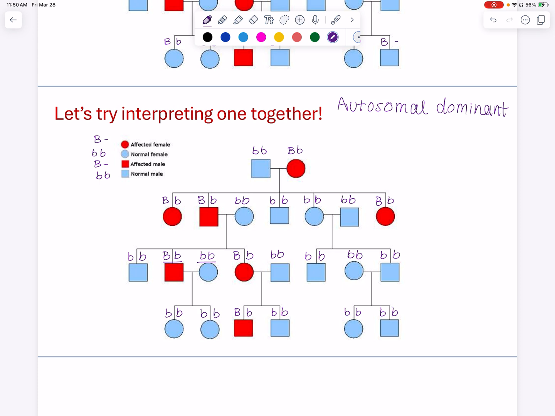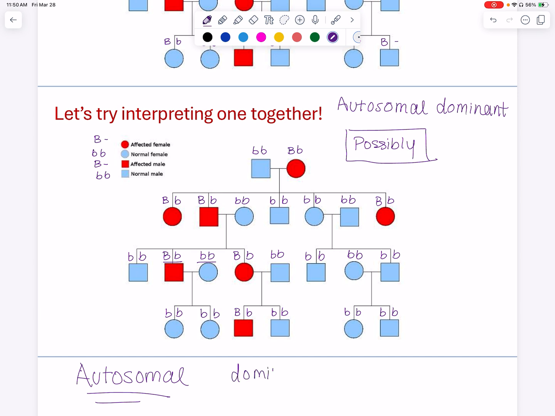So what we can conclude is that it's very possible that we have an autosomal dominant trait. All we can really conclude based on these pedigrees is that we know for sure that this is going to be autosomal, because we were able to rule out that it can't possibly be X-linked. Now, whether or not this is dominant or recessive, we actually don't know still, and sometimes that'll happen.